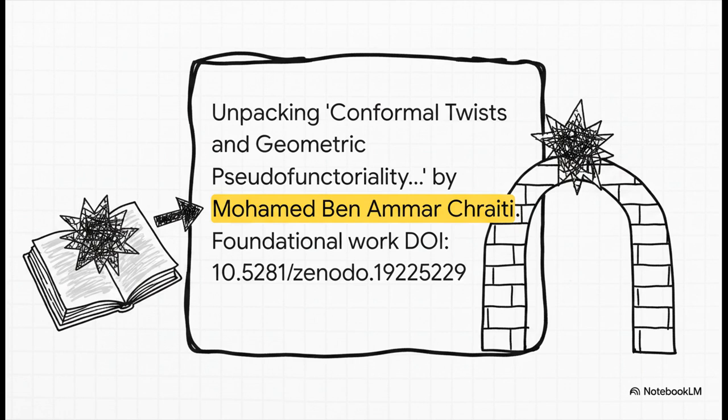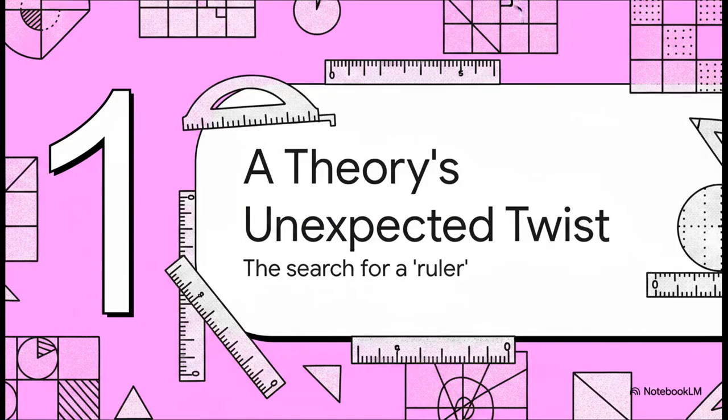Now, we're pulling all these ideas directly from the paper Conformal Twists and Geometric Pseudofunctoriality, which was written by Mohamed Ben Ammar Chraiti. You can see his email and the work's DOI right there. This paper takes what looked like a frustrating problem and turns it on its head, revealing it as the cornerstone of a whole new theory. Okay, so let's set the scene.